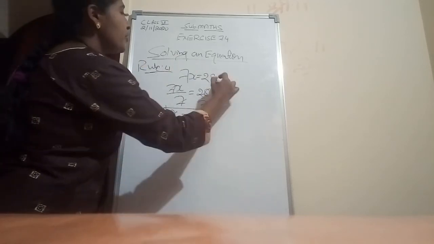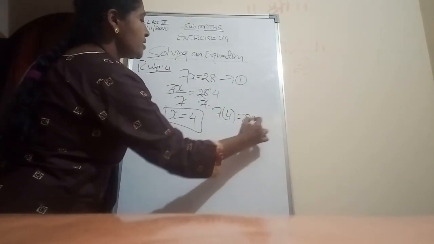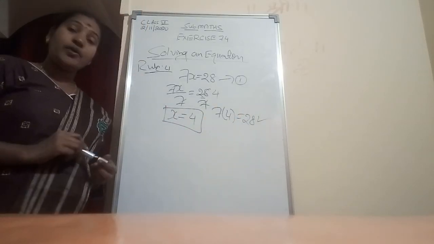If I substitute into equation 1, 7 4s are 28. So success. So all the 4 rules we have learned: rule number 1, 2, 3, 4.